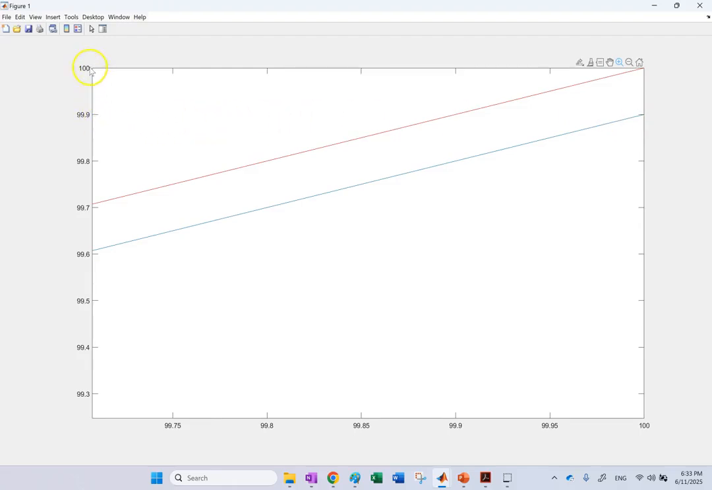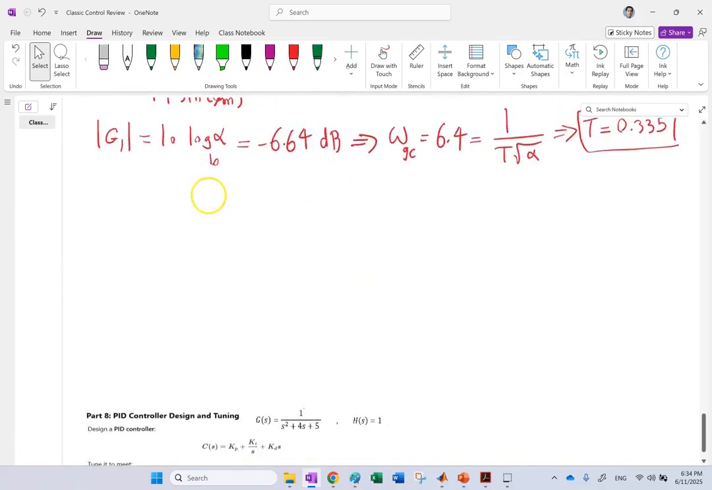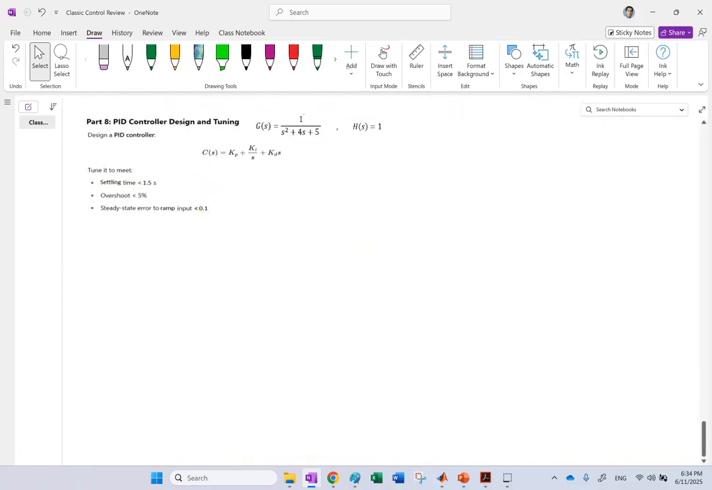Look, this is 100, this is 99.9. The gap is only 0.1. And that is exactly what we wanted. We wanted the gap to be 0.1, and it is. Okay, so you see this one satisfies everything that I wanted in the system, and I did the design by the frequency domain. And 57 degrees phase margin and infinite gain margin is a very good relative stability as well. You see? So this is how you do a lead design in frequency domain.